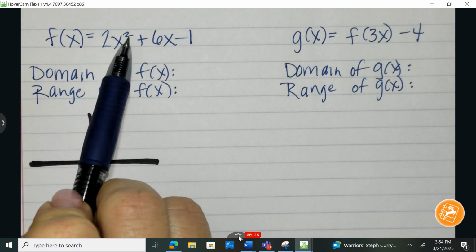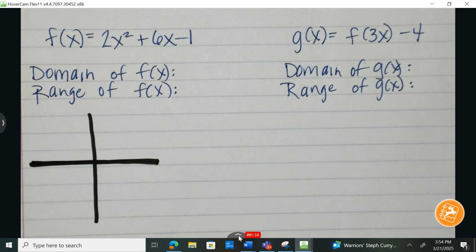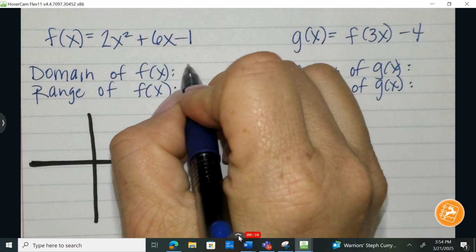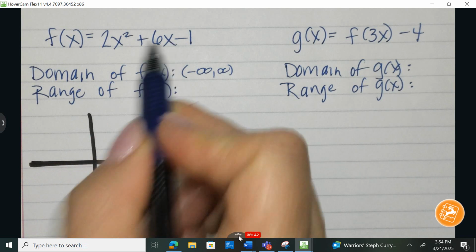Let's first focus on function f of x. I can see it's a degree 2. Degree 2 would insinuate that this is a quadratic function. The domain of any quadratic function is all real numbers. What does that mean? It means there's no limit on what I plug in for x values.